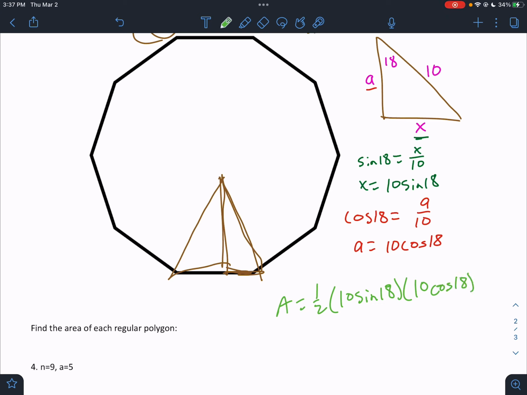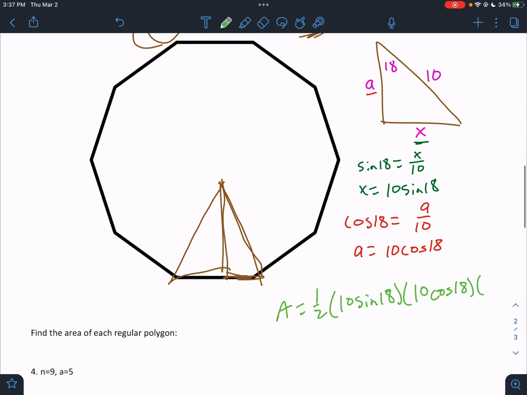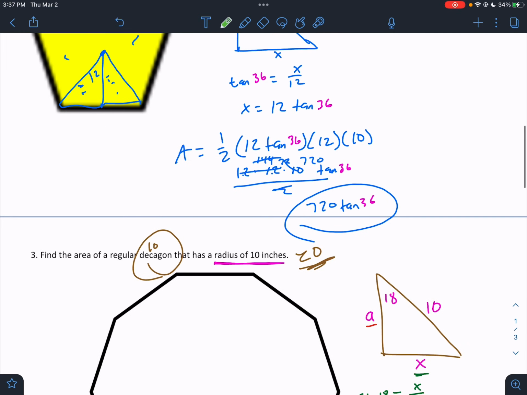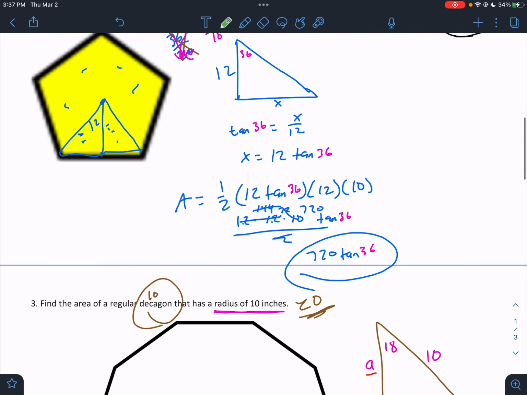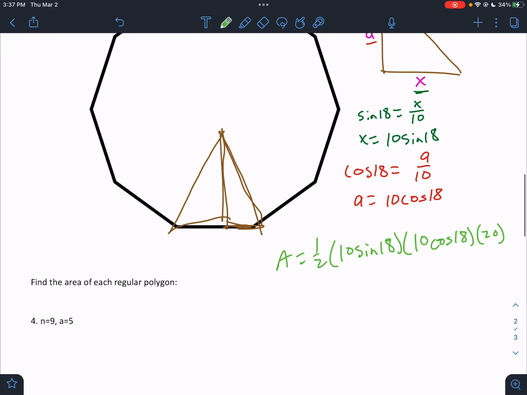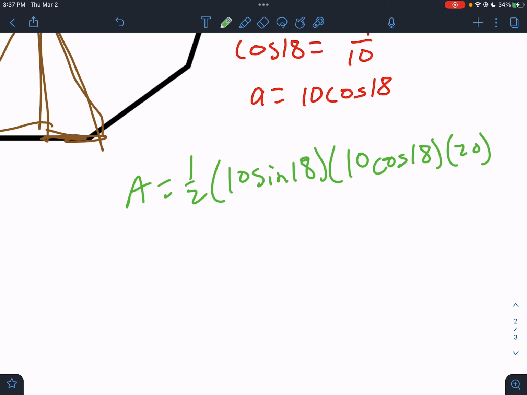So 1/2 times base times height, times how many are there? On a decagon, there are 20 of them. Oh, did I mess that up too? Oh no, I got the 10 right there. That's crazy. Okay. So there would be 20 of them on a decagon. So this would be like 10 times 20.